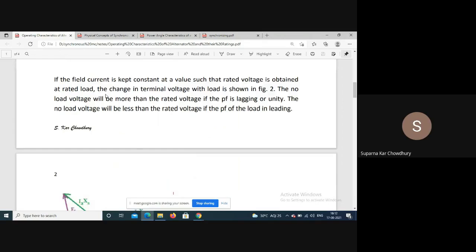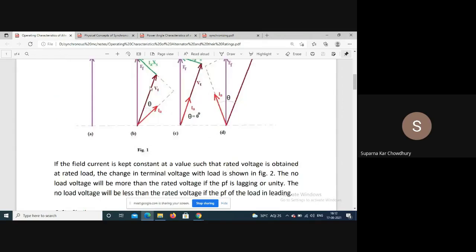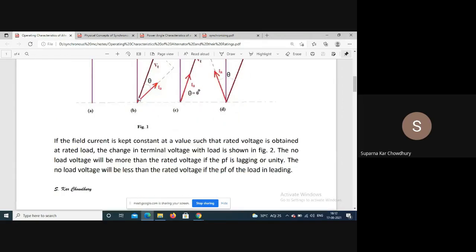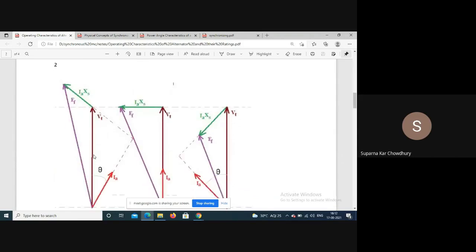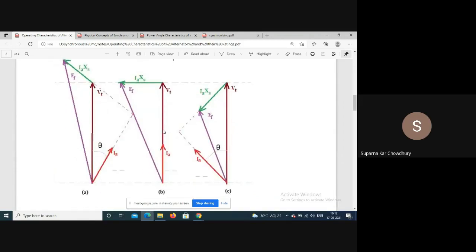So basically the same thing. Here also EF was greater than VT. Only the excitation current is different. Now, if we have a unity power factor current IA, there also EF will be greater than VT, but this EF is less than the EF for lagging power factor load. Again, if we have a leading current, then EF is less than VT.